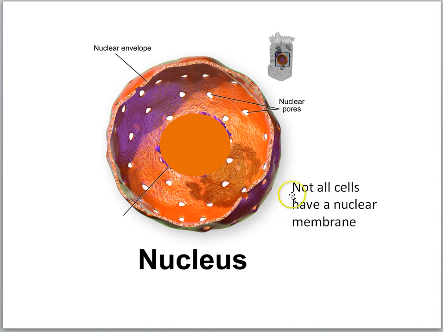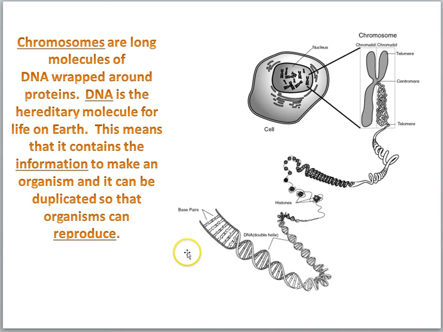Now we'll say at this point that not all cells have a nuclear membrane. However, within the nucleus are very important molecules that all cells do have. And that molecule is DNA, shown here. Here's our double helix of DNA. Now, in cells with a nucleus, the DNA exists as more complicated molecules called chromosomes. So a chromosome is a long molecule of DNA that is wrapped up around proteins and then coiled and supercoiled, and that's what a chromosome is.